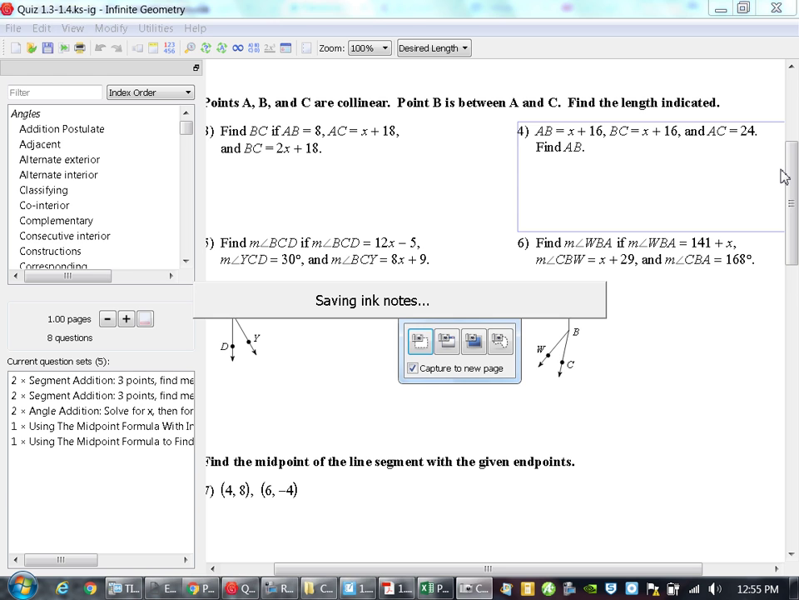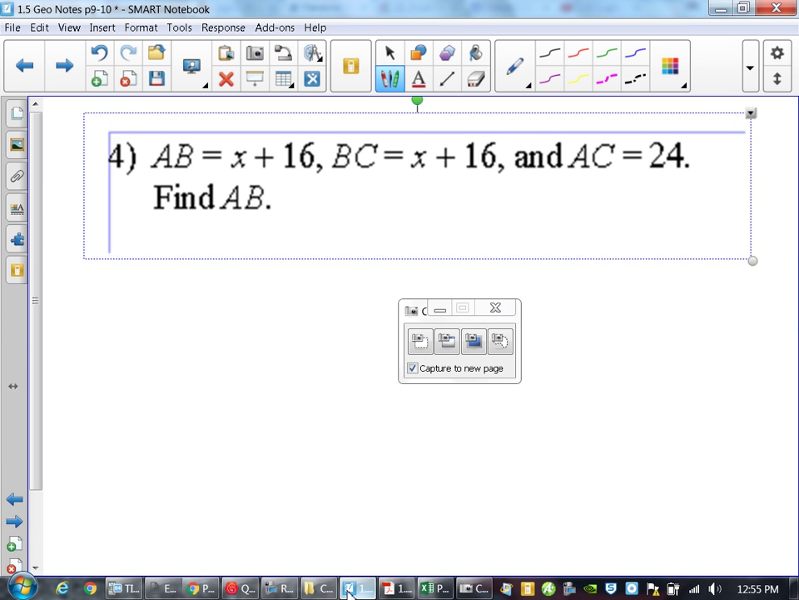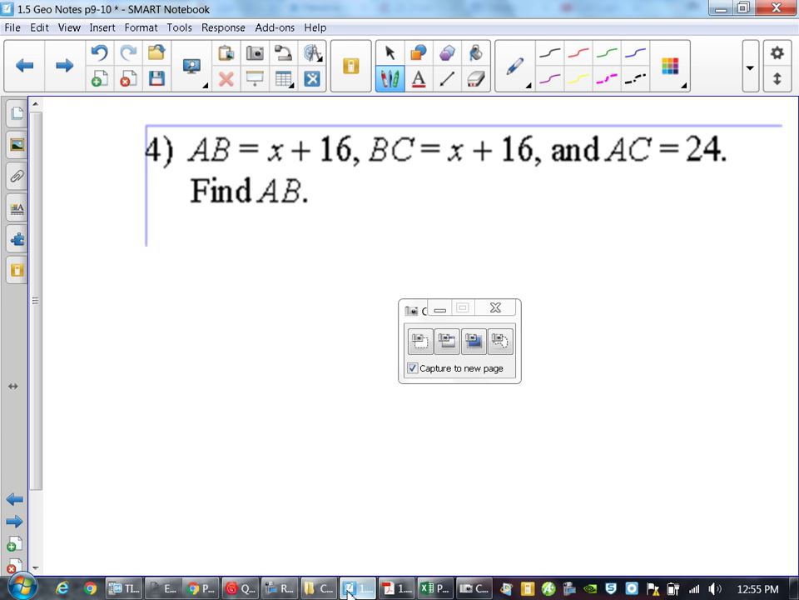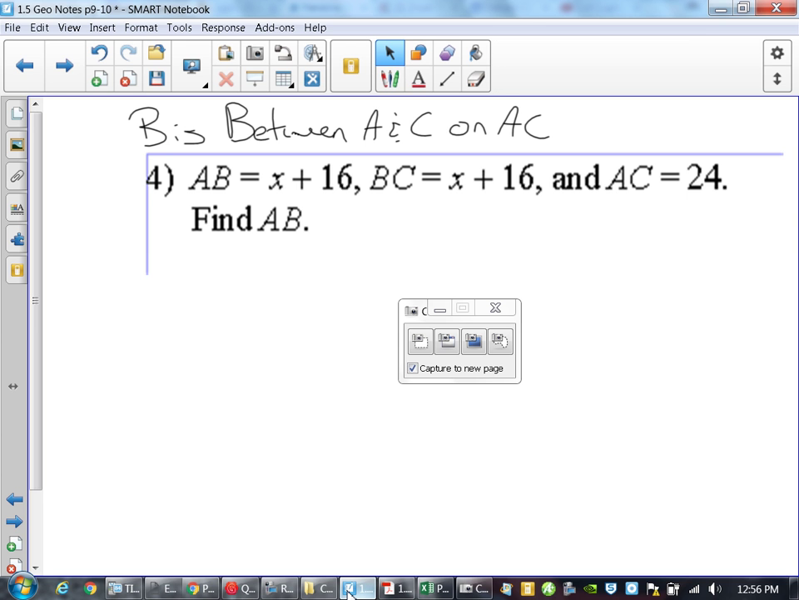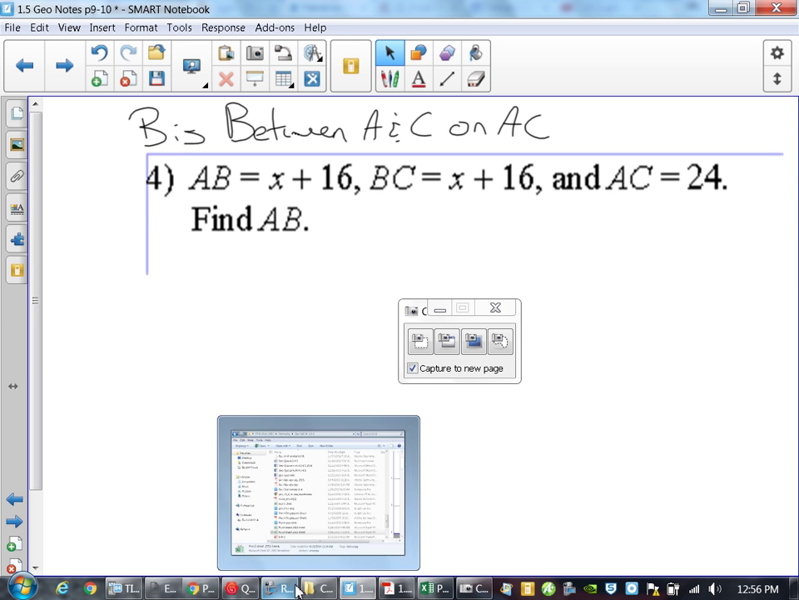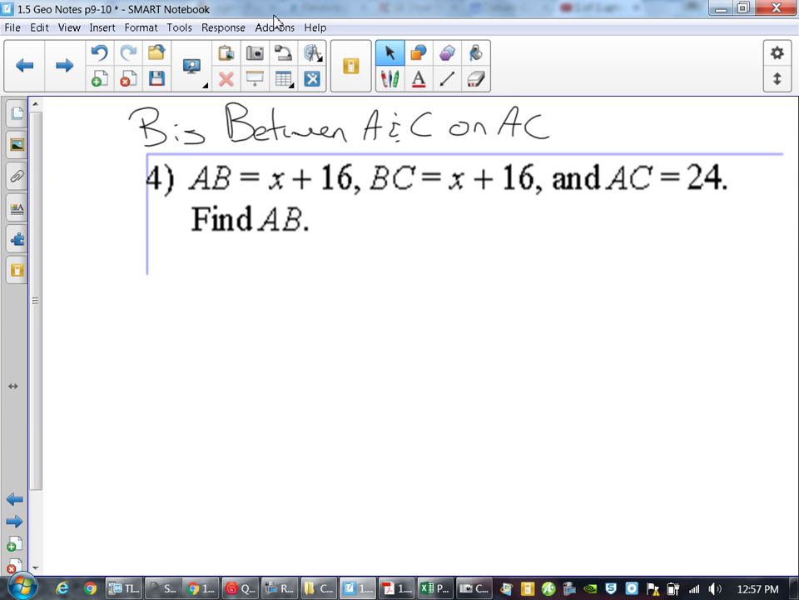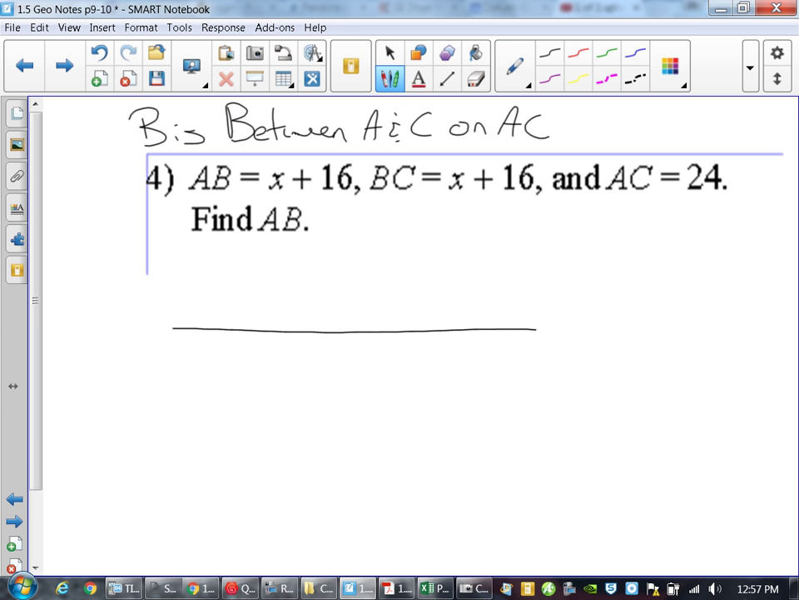Take a second, solve this one. Same instructions. A, B, and C are collinear, B's between them. Take a second and solve it. Let's see what we get. Like I said, the easiest thing to do with these things, guys, draw the picture, start filling in the blanks.